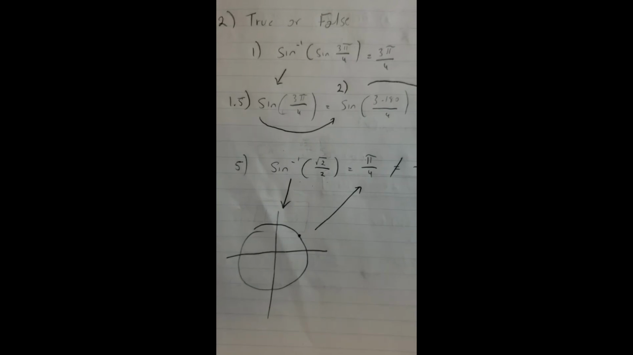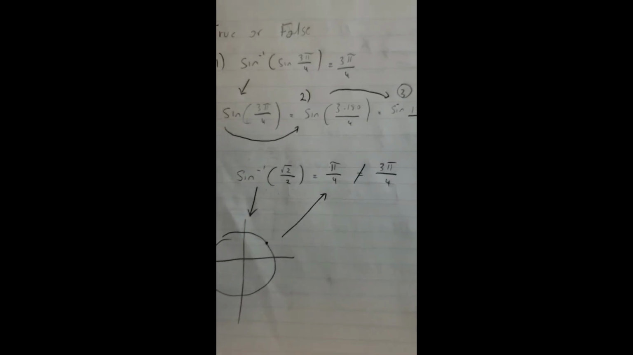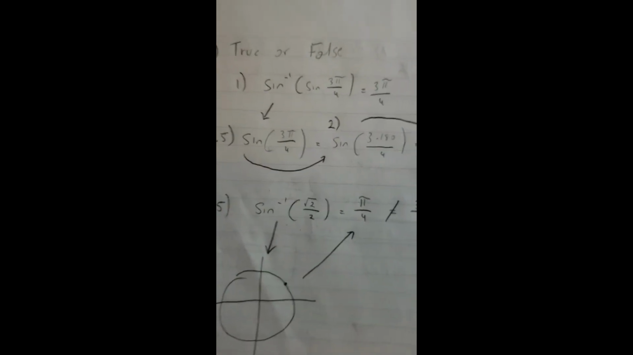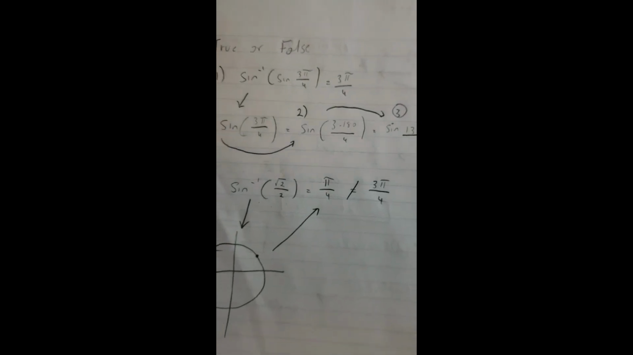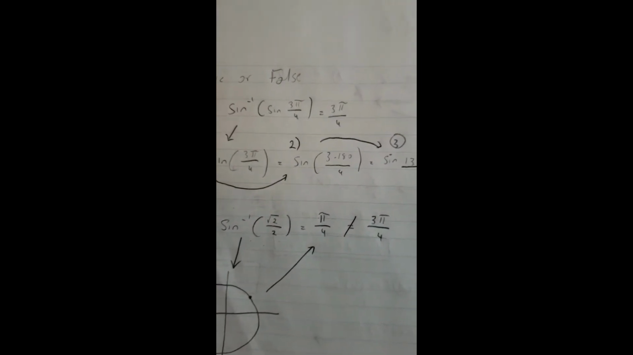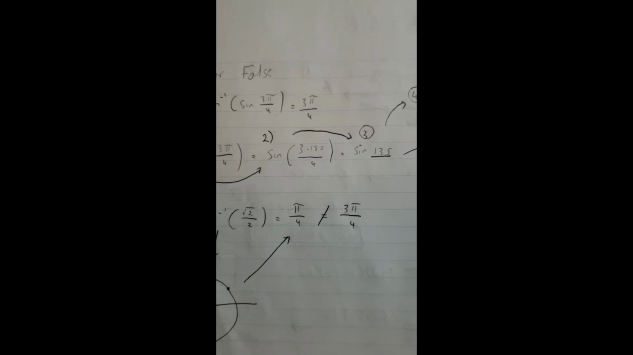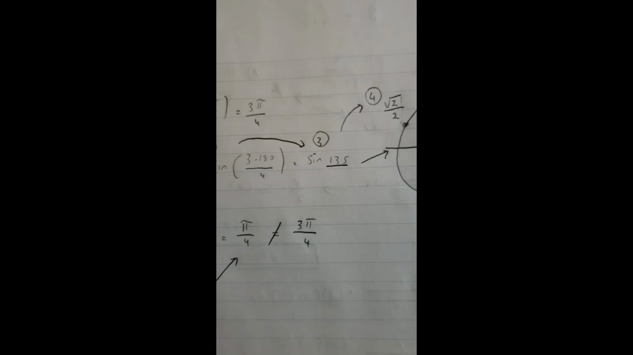Hi everybody, I'm solving the second problem right now, and we're trying to figure out if this is true or false, that arc sine of sine 3 pi over 4 equals 3 pi over 4. So now let's focus in on sine 3 pi over 4. I chose to acknowledge that pi equals 180 degrees. So when I multiply 3 by 180 divided by 4, we see that we get 135 degrees.